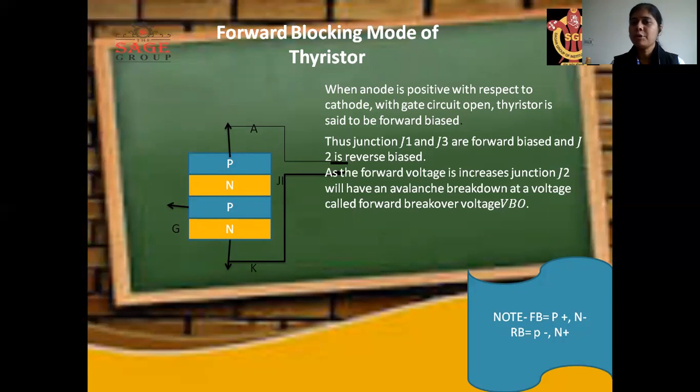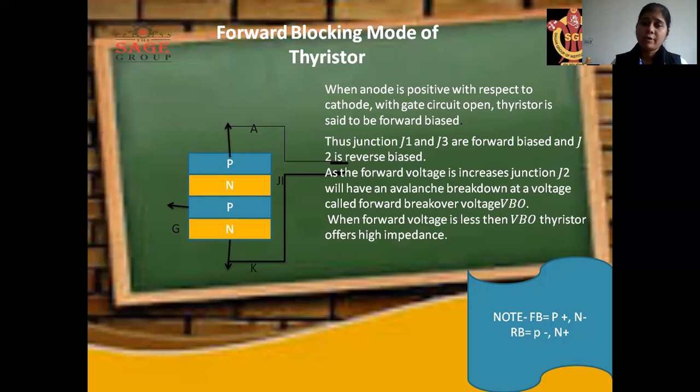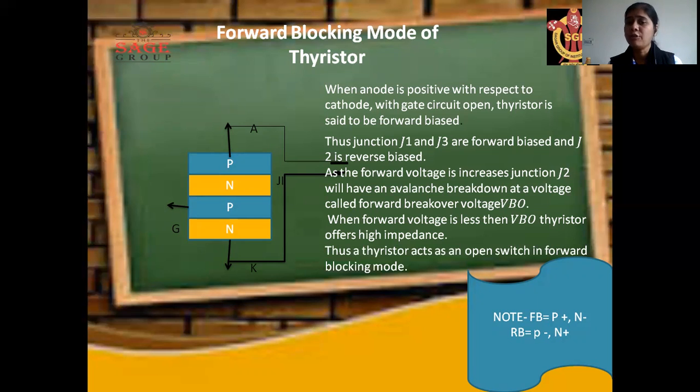As the forward voltage is increased, junction J2 will have an avalanche breakdown at a voltage called the forward breakover voltage, VBO. When the forward voltage is less than VBO, the thyristor offers high impedance. So the thyristor acts as an open switch in the forward blocking mode. These are two basic operating modes in the characteristics of SCR.